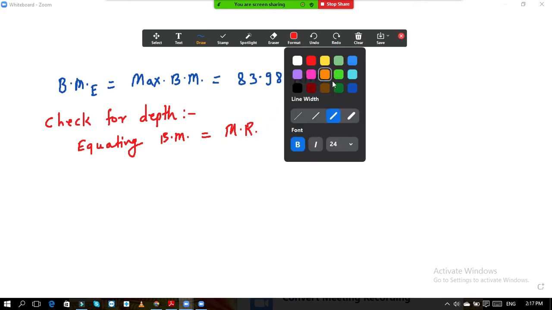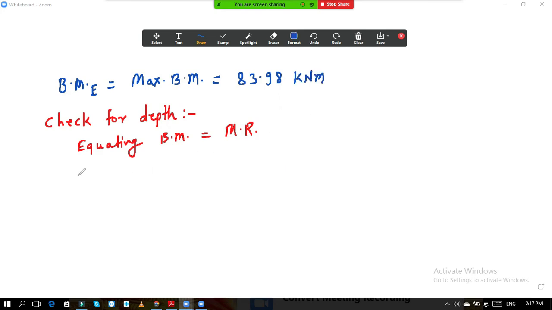So now if we equate this, what is our bending moment? It is 83.98 into 10 raised to 6 Newton mm, which is equal to, now for MR, let me know, M20 and Fe415 steel is there. Okay, so what is the moment of resistance if Fe415 is there? What is the moment of resistance if Fe415 is there?